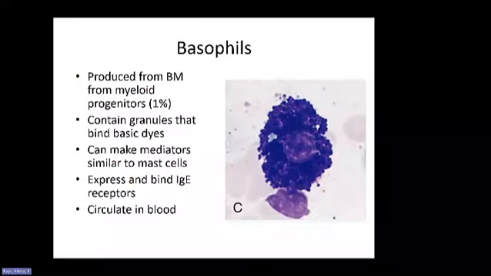Basophils, again, are produced from bone marrow, very few of them, but they are in the blood compared to mast cells, which are more in the tissues. They also contain granules that bind basic dyes and have similar mediators to mast cells, again expressing IgE receptors on their surface, and pretty much the function is very similar. Basophils are more commonly found in blood, mast cells more commonly found in the tissues.